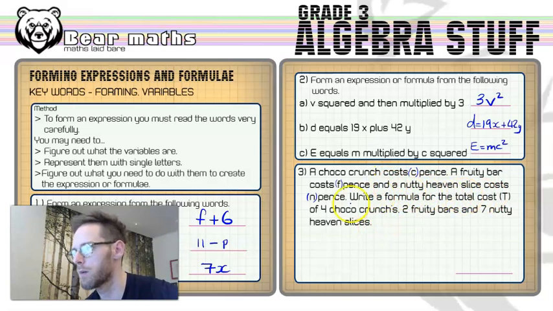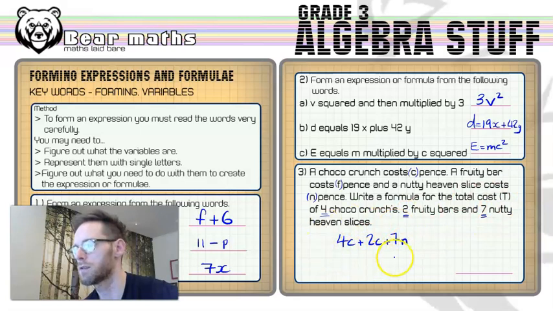Now, let's just look at how many Choco Crunches we've got. We've got 4 Choco Crunches, and if they all cost C pence, then that's 4 lots of C. Okay, so 4 lots of C is 4 multiplied by C, which we write as 4C. All right, we've got 2 fruity bars, so 2 lots of F, and we'd have to add that on to the cost of our Choco Crunches if we wanted to start an expression for the total cost. So we'd have to add on 2 lots of C, okay, and then the 7 nutty heaven slices, we've got 7 lots of N pence. So we're going to have to add those on as well. So 7 lots of N, okay.